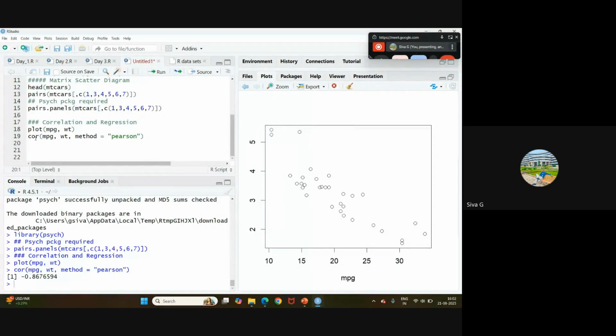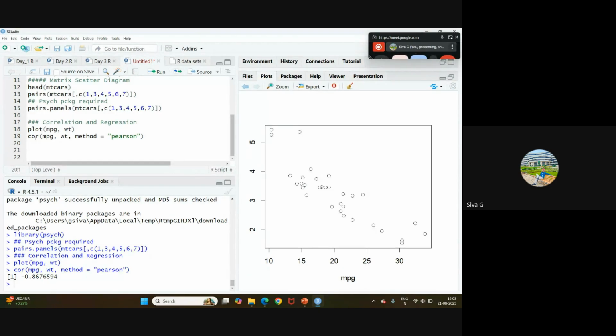Minus 0.8676594. If I execute this one, I got that. So these two variables are negatively correlated at 86%. If we want to interpret only the correlation, we say that 86%, both the variables are negatively correlated. There is a strong relationship between both the variables. Strong is anything above 80. Moderate is 55 to 80. Weak is below 50, which we consider weak correlation. So here 86 is a strong correlation.